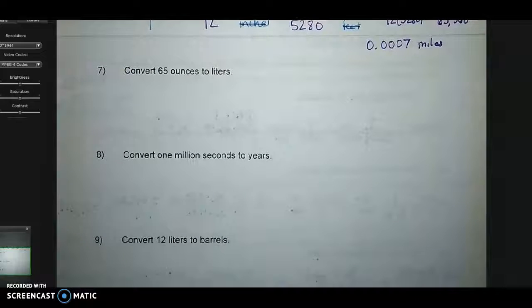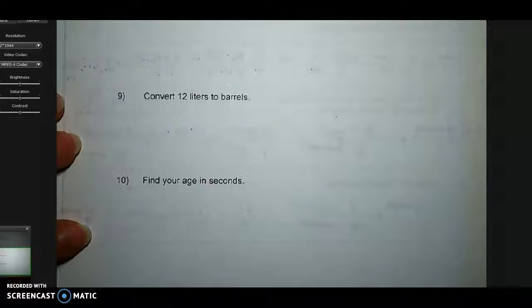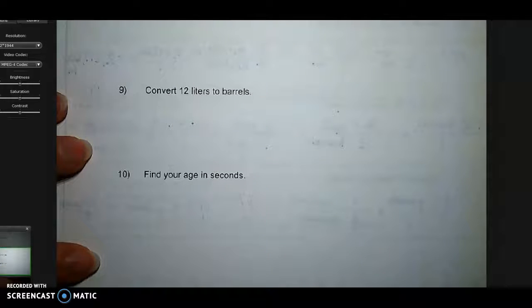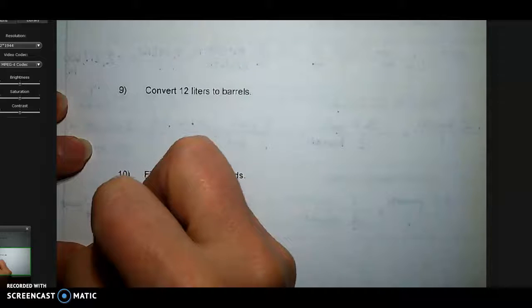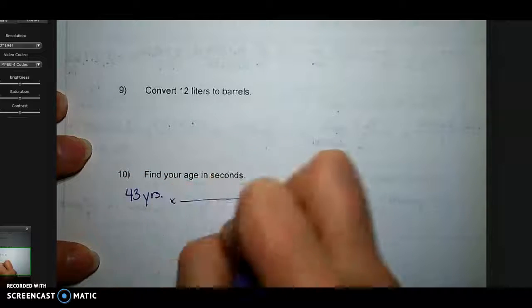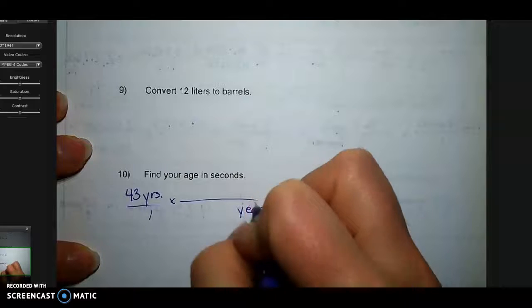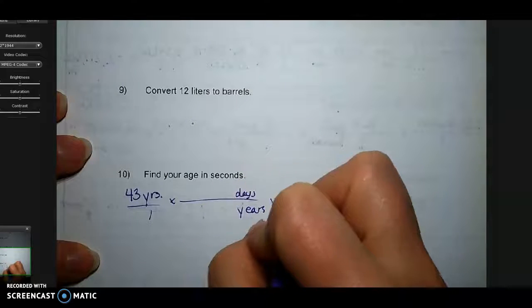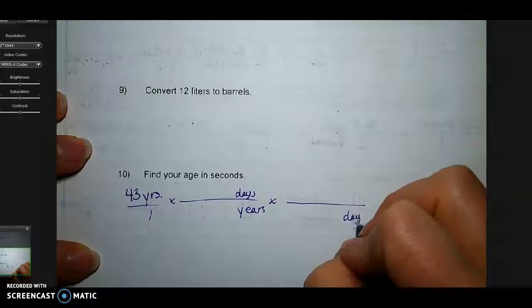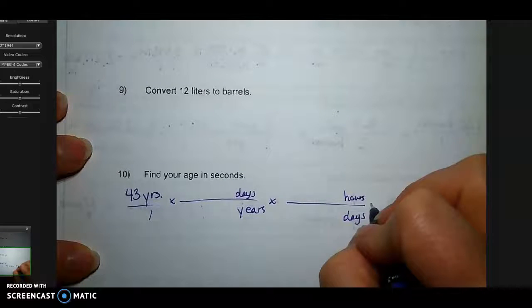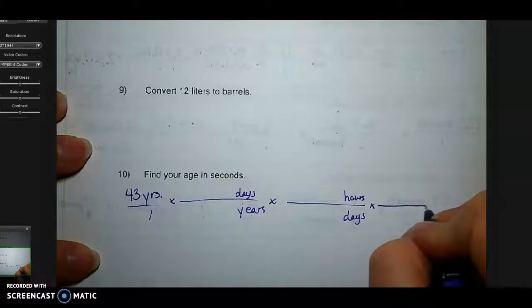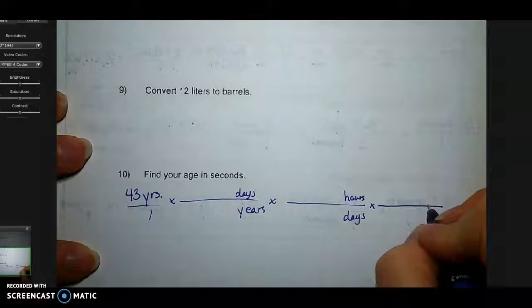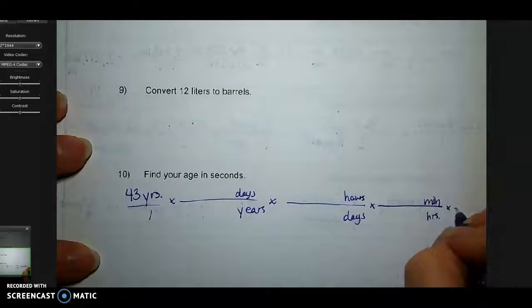Got a couple more down here. I want to see if you can do it. The age in seconds. I'm going to do mine just so you can see, so you can have some fun doing yours. So find your age in seconds. Well, my age is 43 years. And I know how many days there are in a year. And I know how many hours there are in a day. And I know how many minutes there are in an hour. And I know how many seconds there are in a minute.